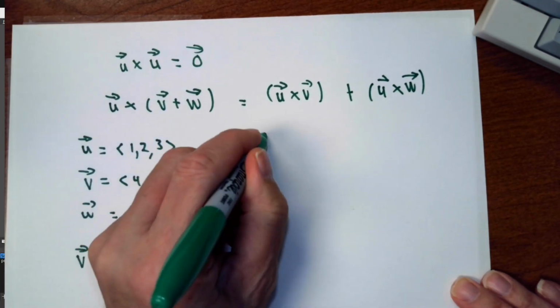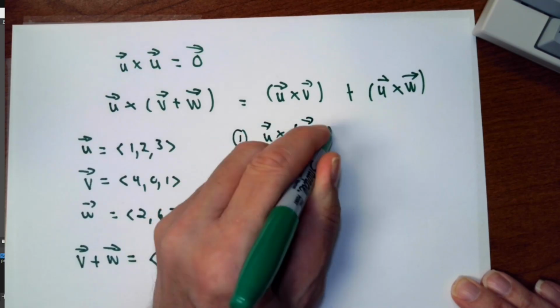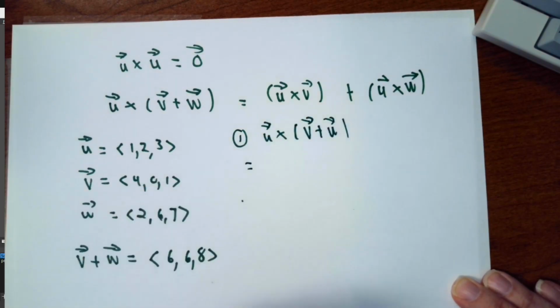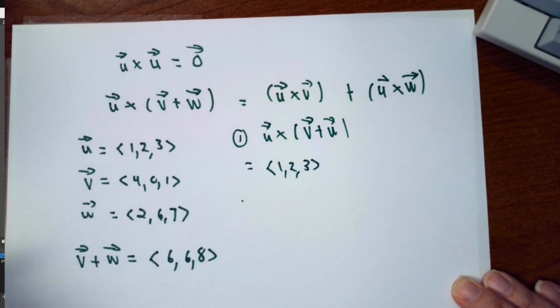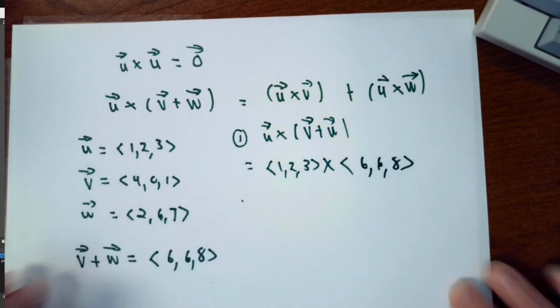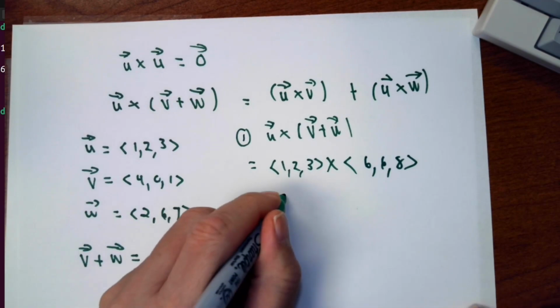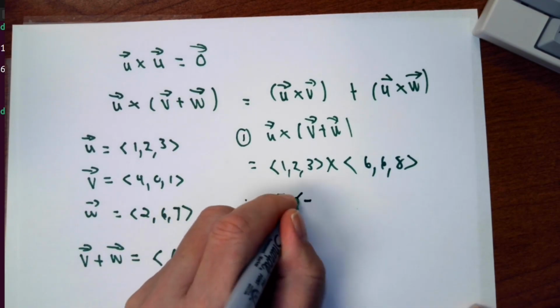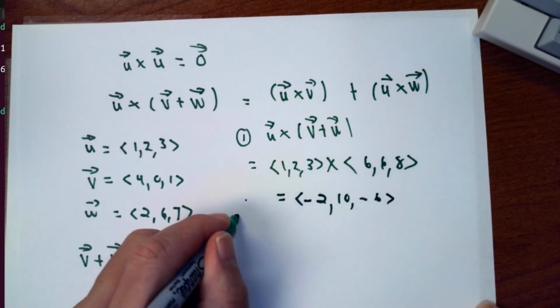Firstly, U cross V plus W. This would be 1, 2, 3, cross product with V plus W, which is 6, 6, 8. The cross product of 1, 2, 3 with 6, 6, 8 is negative 2, 10, negative 6.